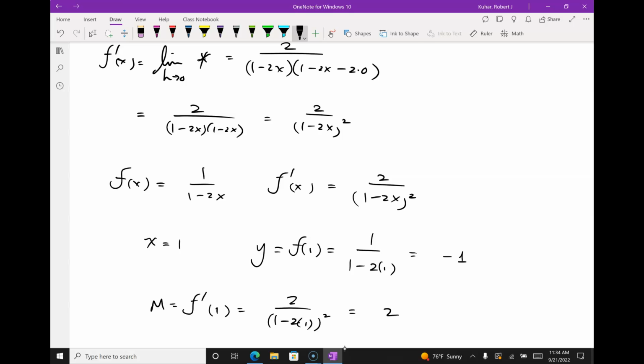We agree? Why? Abigail, are you actually doing the, put the numbers in and do the calculation? Positive 2, yeah. Put the number in. 2 times 1 is what? 2. So I've got a 1 minus 2. That's negative 1. Square it. That's 1. 2 divided by 1 is 2.